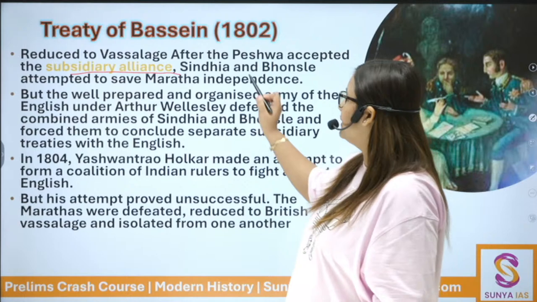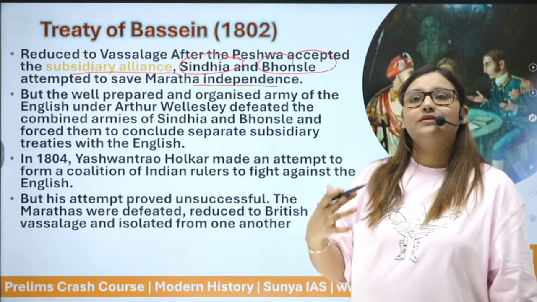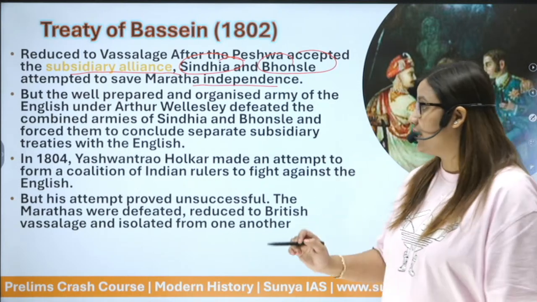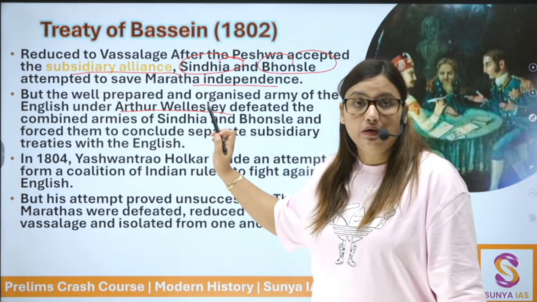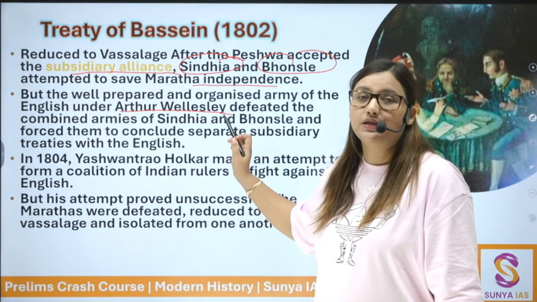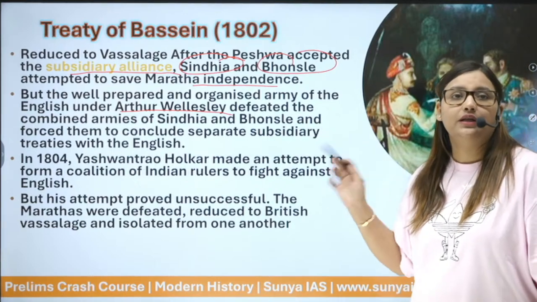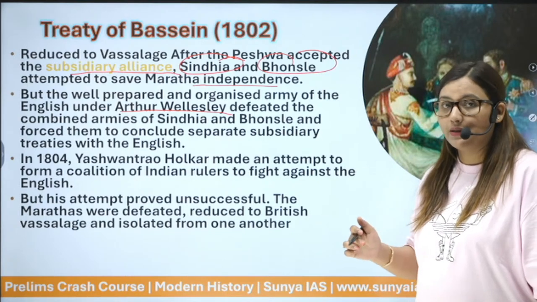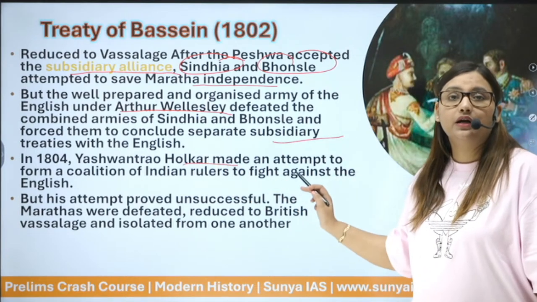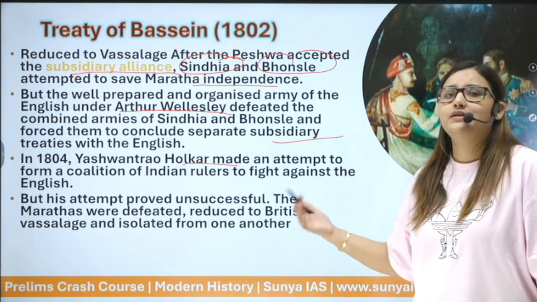Okay. So now Sindhias and Bhosle attempted to save the Maratha independence. They tried to understand that we can have a war again. But the well-prepared and organized English army, which was under Arthur Wellesley. Arthur Wellesley, if you remember, he was there in the Anglo-Mysore War also. In the Fourth Anglo-Mysore War, we have seen Arthur Wellesley, right? So Arthur Wellesley defeated the combined armies of Sindhia and Bhosle, and forced them to conclude separate subsidiary alliances with the English. And in 1804, Yashwant Rao Holkar made an attempt to form a coalition again with other Indian rulers to fight against EIC. But this attempt was unsuccessful.